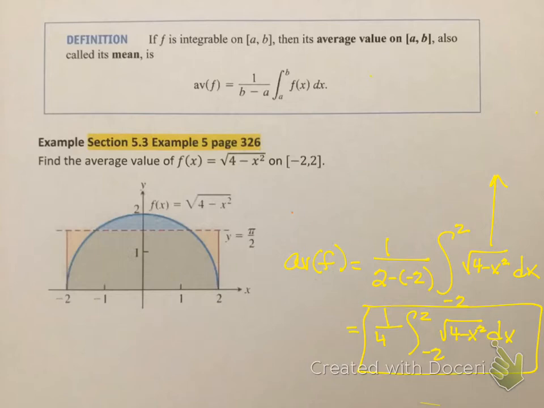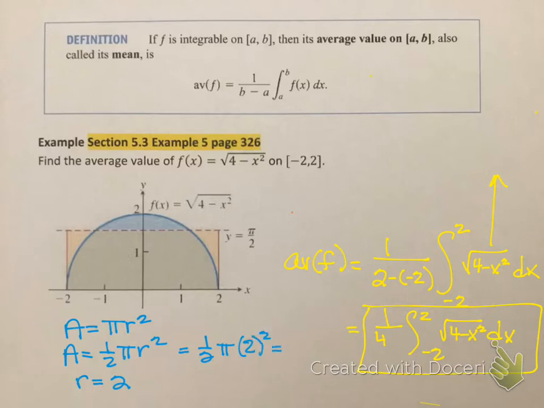We know how to find the area of a circle. It would be pi r squared, but I don't have a circle. I've got a semicircle, so it would only be half of that. We can see from our picture that our radius is 2. So I would have 1/2 pi times 2 squared, or 4, which is 2 pi.